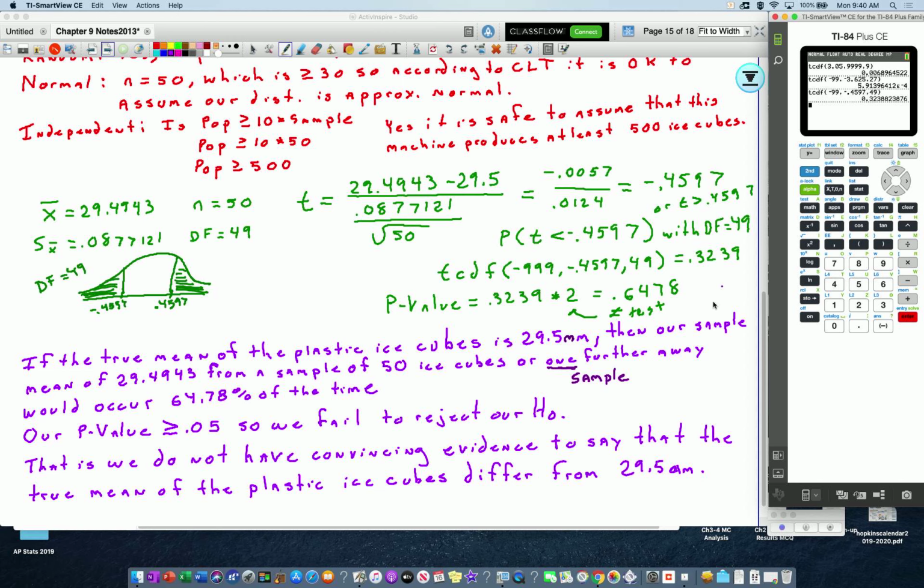I need to double this value because it could be on both sides. So my sample result is going to actually occur about 65% of the time. So again, if the true mean of the plastic ice cubes was 29.5, then my sample result from 50 ice cubes or one that's farther away would occur 64.78% of the time. That's actually very likely. We got a good result. So our p-value is definitely greater than 5%.